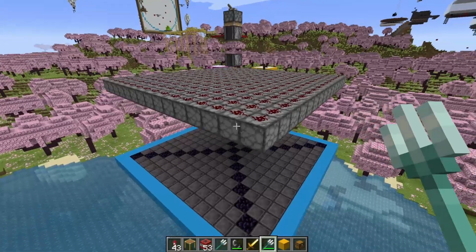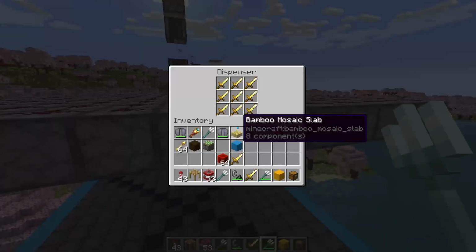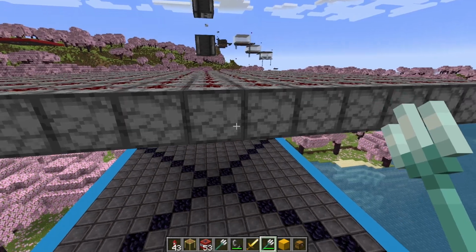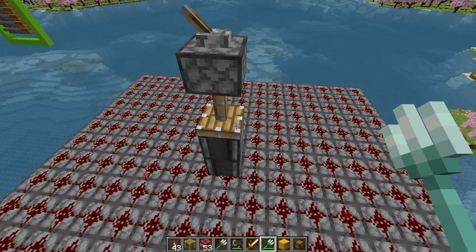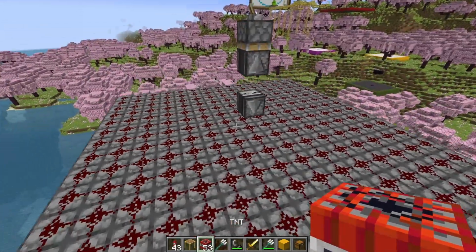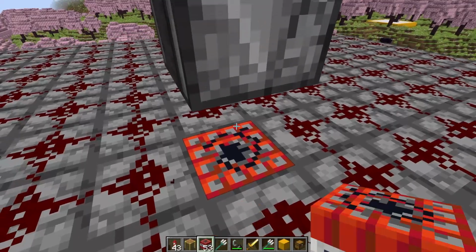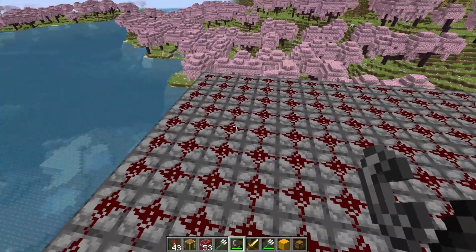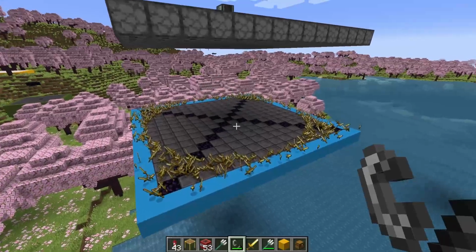The idea is pretty simple. Let me show you. All the dispensers are loaded with non-stackable items. First, I spam a lot of items, and then I drop the TNT. And as you can see, we are on the right track.